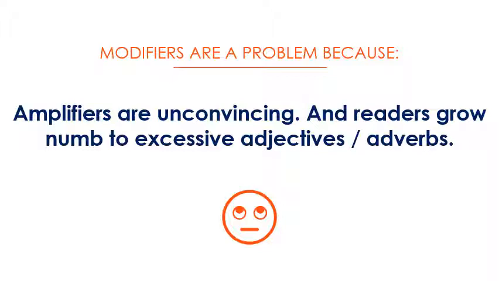It's cost-free because amplifiers are unconvincing. Your readers are unlikely to be convinced of an argument just because you include a number of reallys and verys as part of it. Similarly, if you overuse adjectives and adverbs, your readers grow numb. And so by limiting yourself to only your most powerful adjectives and adverbs, you're cutting word count while doing very little to actually alter the way that your readers will encounter and interpret your writing.